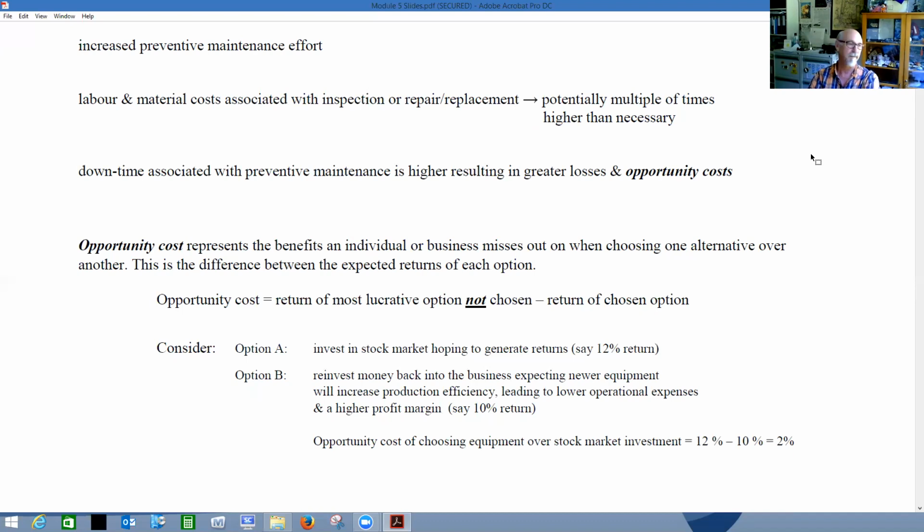So 12% minus 10% is 2%. So opportunity cost, as we say, is the return of the most lucrative option not chosen, minus the return of the chosen option. So 2% opportunity cost in that particular case. You've lost 2% by choosing to buy the new equipment over investing in the stock market.